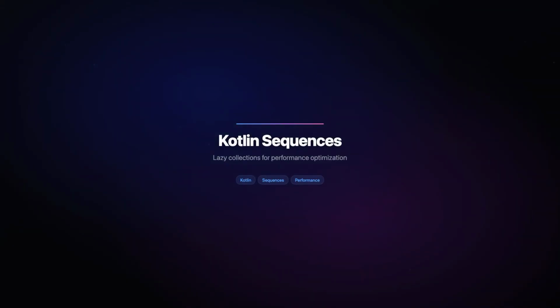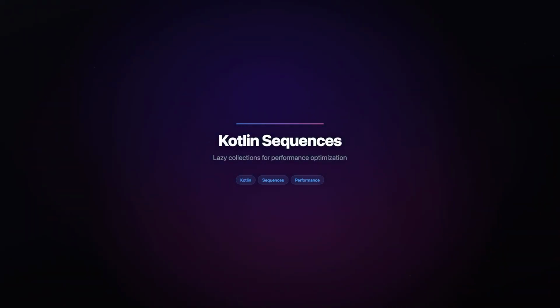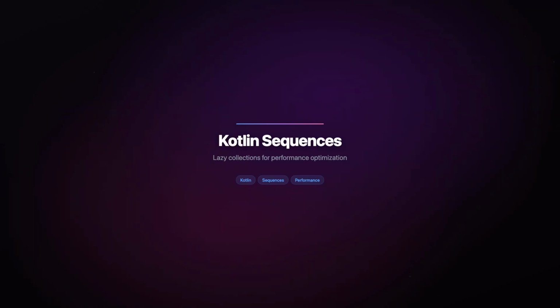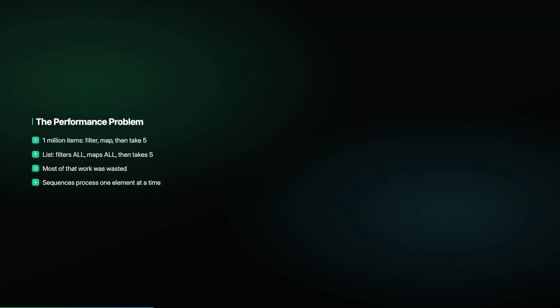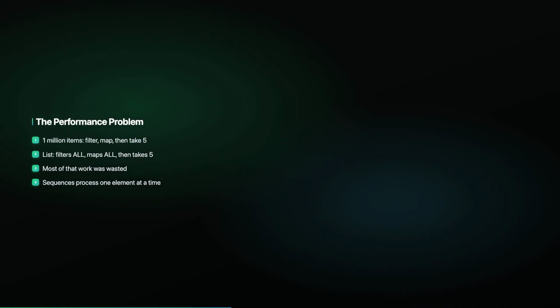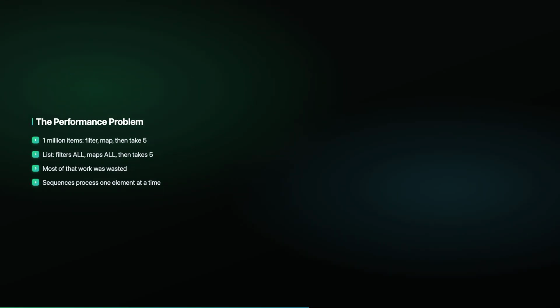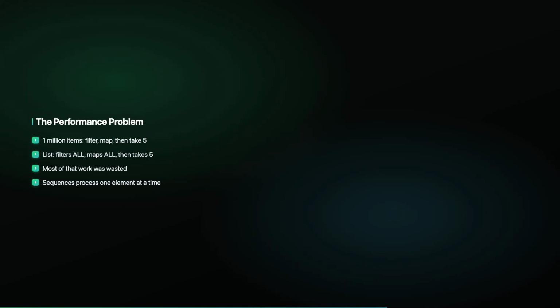Kotlin sequences. Lazy collections for performance optimization. You have a list of 1 million items. You filter it, then map it, then take the first 5 results. With a regular list, Kotlin creates intermediate collections at each step. It filters all 1 million items, then maps all the filtered ones, then finally takes 5. Most of that work was wasted.